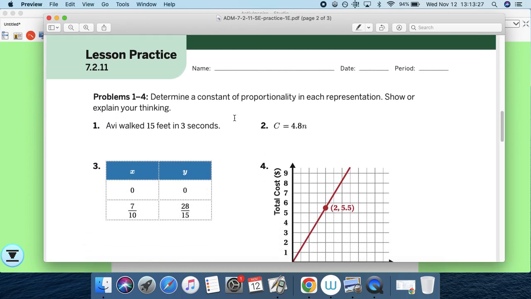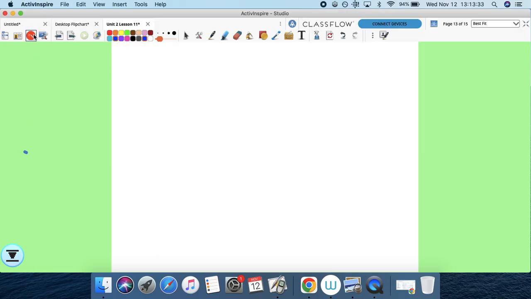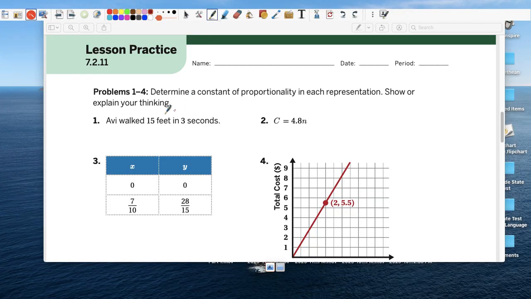Unit 2, lesson 11. So the first question here is asking you to find the constant of proportionality. So let's do that, because that's not that difficult.